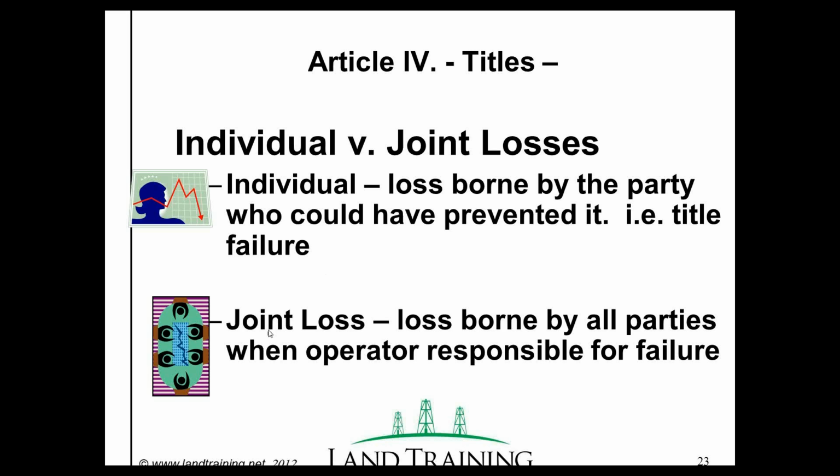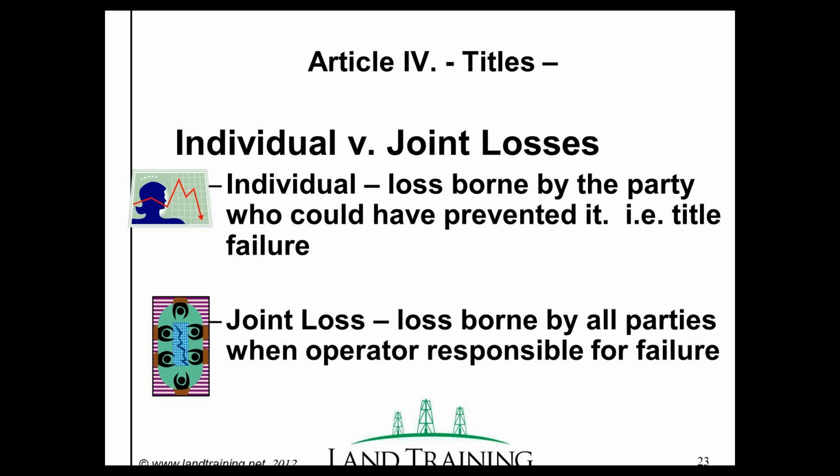A joint loss, a loss that everyone is going to have to pay their share of, is when the operator causes a failure. When it's the operator's fault that title failed, then all the parties are going to share in it. Now, why is that fair? Well, the reason it's fair is because no one would want to be the operator if they knew that if there was something they didn't do, like they didn't make a shut-in payment or they didn't make a delay rental payment, they'd bear the loss. No one would want to be the operator.